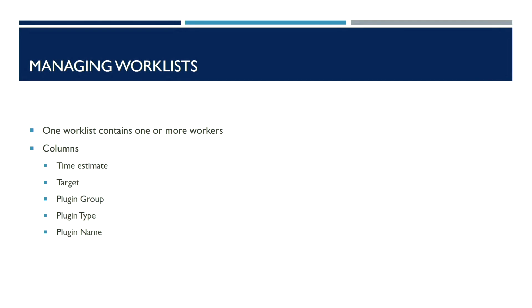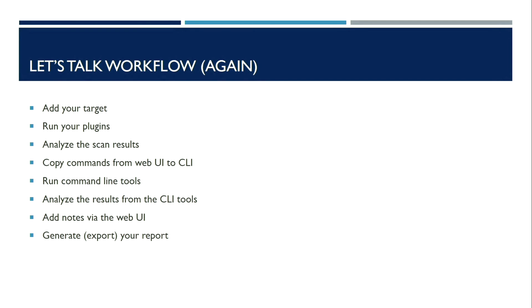Managing work lists, so, test cases. I want to go back to workflow and walk through that. Step one, you would add your target. Step two, run your plugin. Step three, analyze the results. And then if you find anything that you want to attack or validate, you pull that out of the web UI, go to the command line, and run the command line tools.